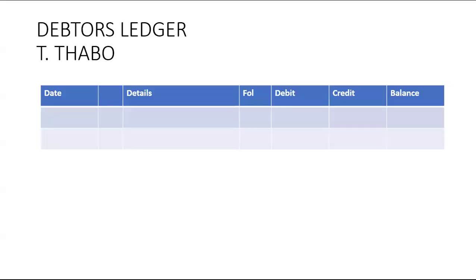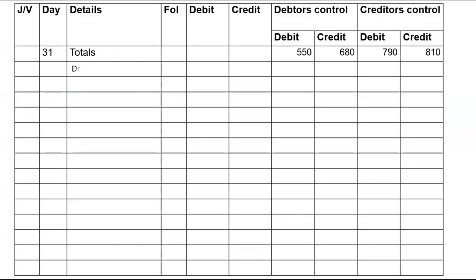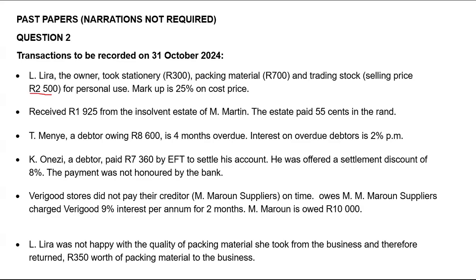To record this entry, we will debit drawings and credit everything that the owner took. We debit drawings, credit stationery by the cost price, credit packing material by the cost price, but we also need to credit trading stock by the cost price. However, when it comes to trading stock, we were not given the cost price. Instead, we were given the selling price. How do we find the cost price?